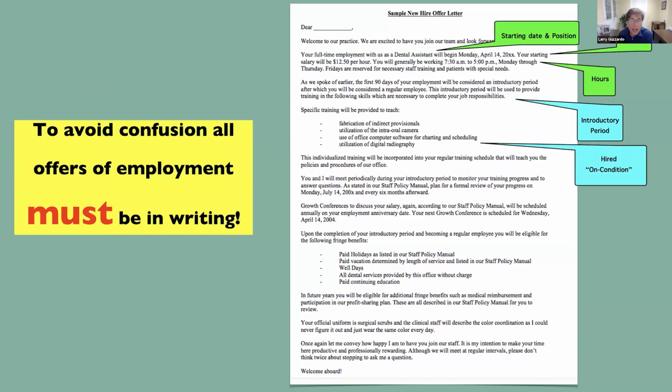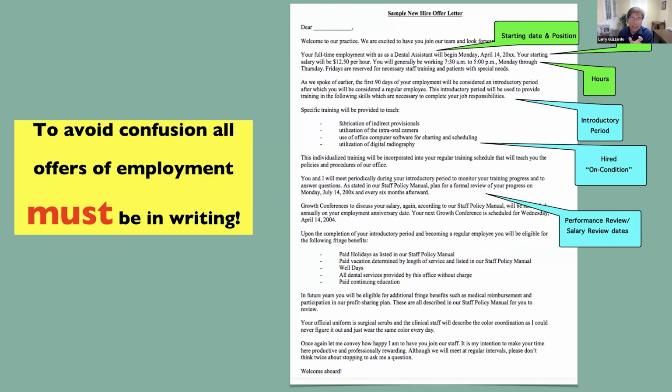This is also called hiring people on condition. I'll hire you, and it's under the condition that you learn how to do four-handed dentistry, that you learn how to upload files, that you learn digital radiography. But if you can do these things, then after 90 days, we'll make you a regular employee. We put it right in the letter when their first performance evaluation will be and when their first salary review.